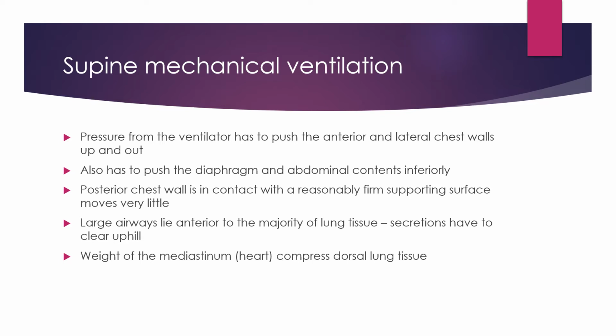So before we come on to the potential benefits of prone ventilation, let's start by thinking about what's happening in supine mechanical ventilation. The pressure from the ventilator has to push the anterior and lateral chest walls up and out, and it also has to push the diaphragm and the abdominal contents inferiorly. The posterior chest wall is in contact with a reasonably firm surface, usually the bed, and therefore will move very little. The large airways lie predominantly anterior to the majority of lung tissue, and therefore secretions are going to have to try and clear uphill. And the mediastinum, in particular the heart, will compress dorsal lung tissue.